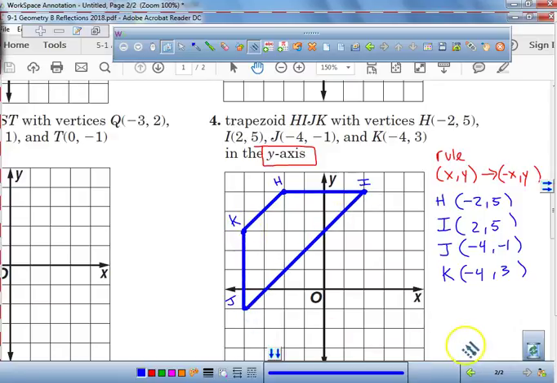There we go. And what is that, everybody? That is a trapezoid. There's our trapezoid right there. So that's the original trapezoid. Now what we're going to do is make the image of it. So please put H prime.